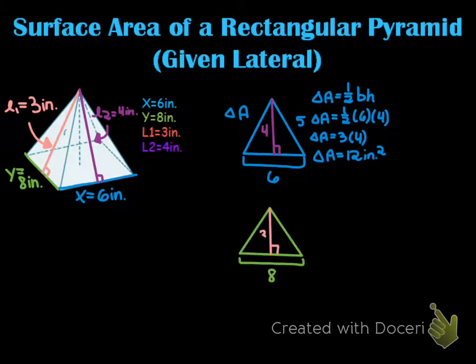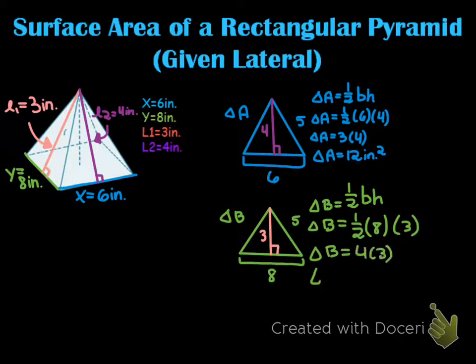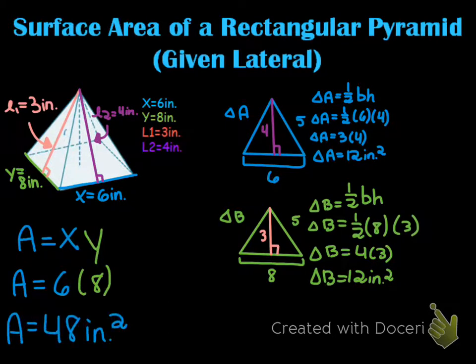Let's find the area of triangle B. Area equals 1/2 times base times height. When we evaluate, we get area of triangle B equals 12 inches squared. Now let's find the area of the base. When we solve the area of the base, we get 48 inches squared when multiplying 6 times 8.